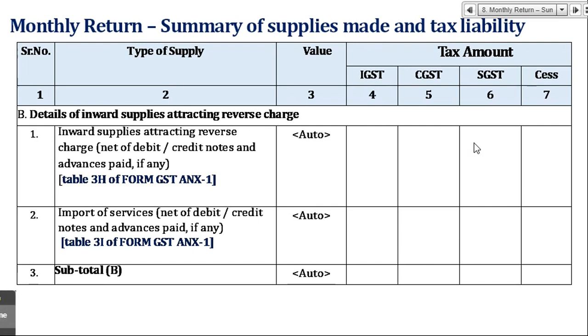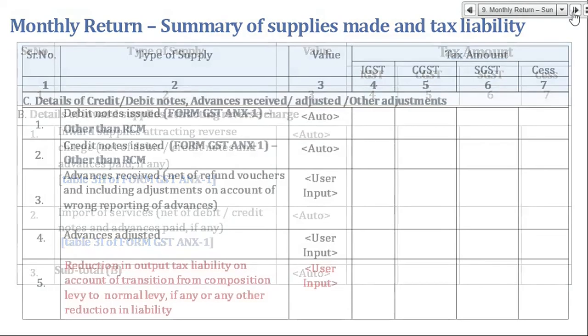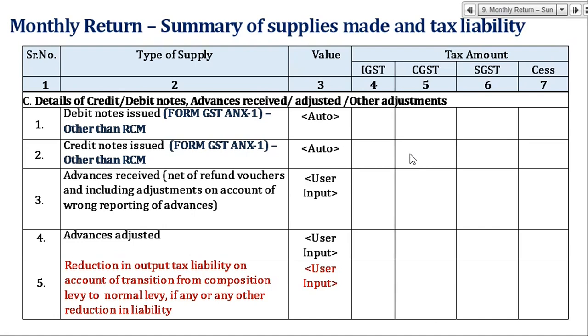We'll go to 3H in ANX 1 also, but try to understand. Then import of service, right? 3I of ANX 1. Then debit note, credit note, advance, right? Debit note issued by, like I have issued debit note, right? From ANX 1. Credit note issued by me.